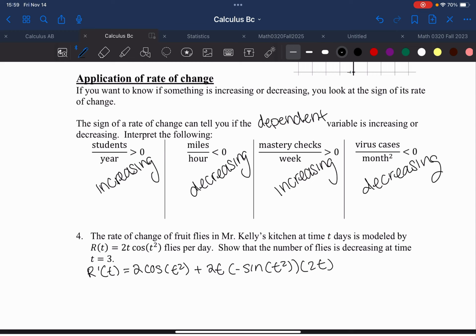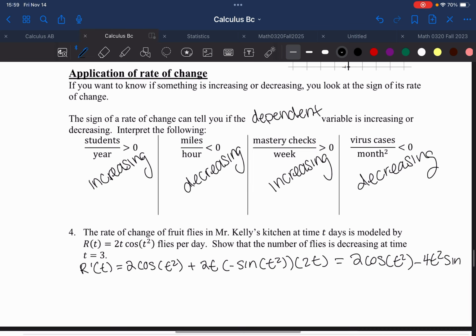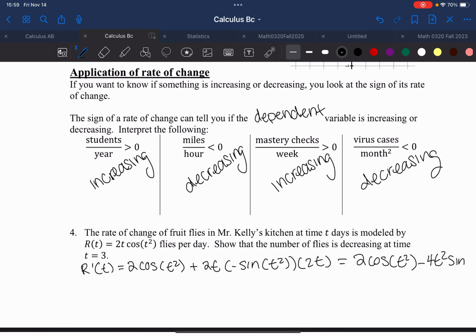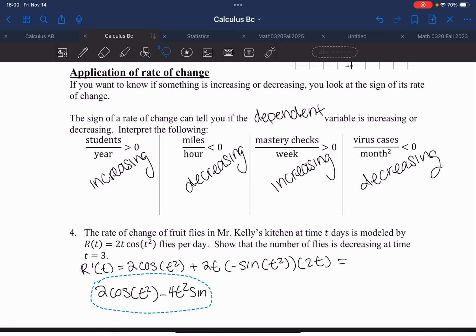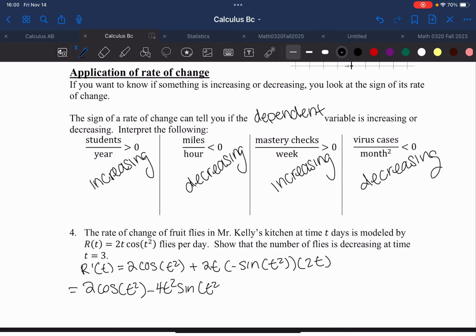Which simplifies to 2 cosine t squared minus 4t squared sine of t squared.